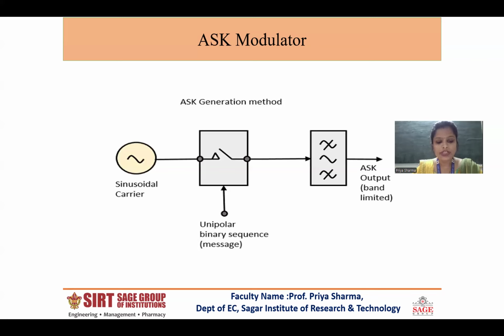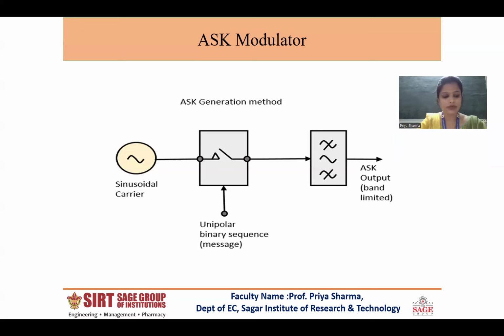So the modulation portion consists of a balanced modulator. A sinusoidal carrier signal and a message signal are applied to the balanced modulator, and then the output is passed through a band pass filter. The upper and lower bands are rejected, and only a band carrying the carrier frequency components will be passed, and it will give us the respective ASK signal.